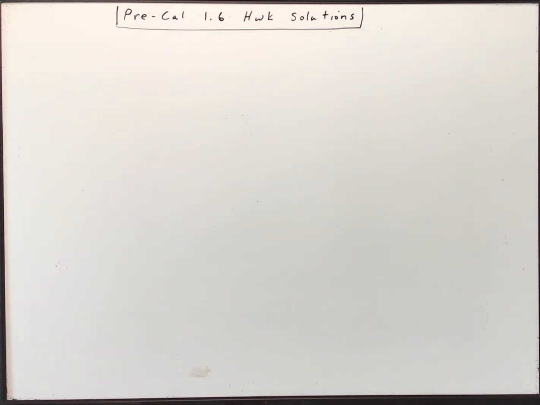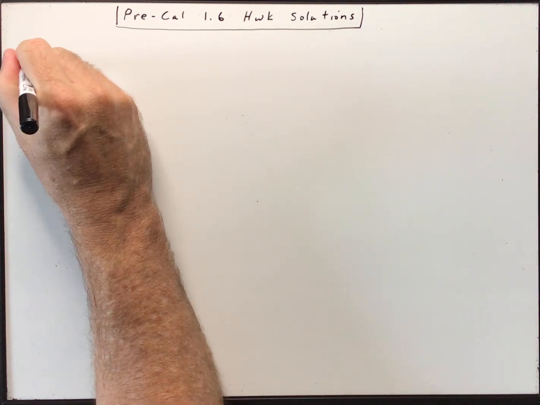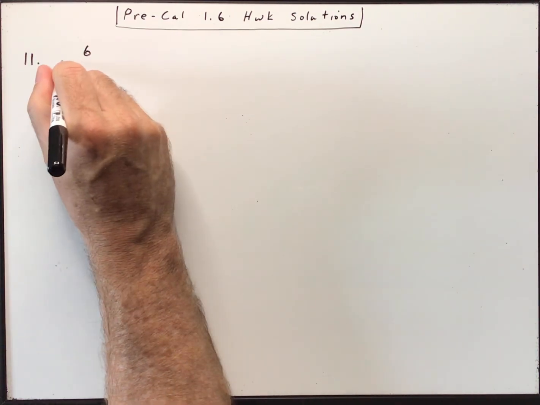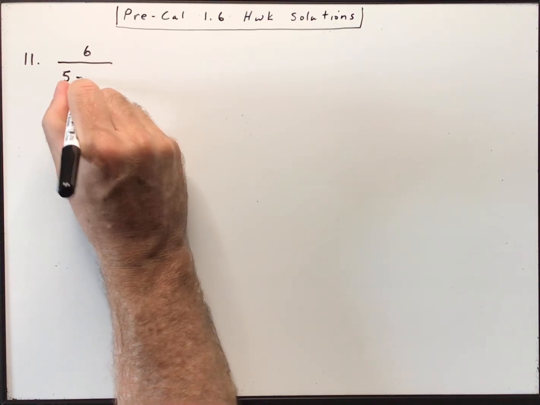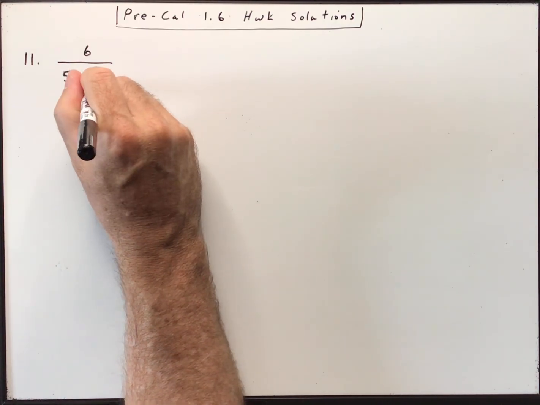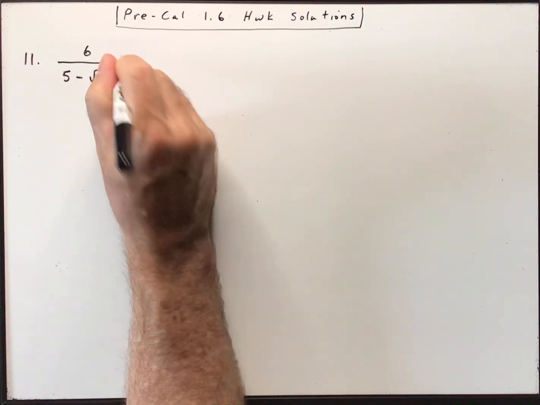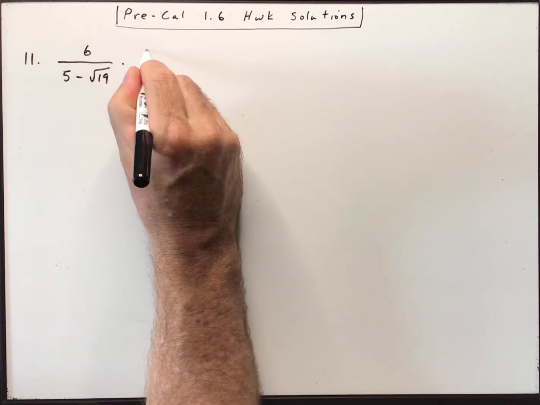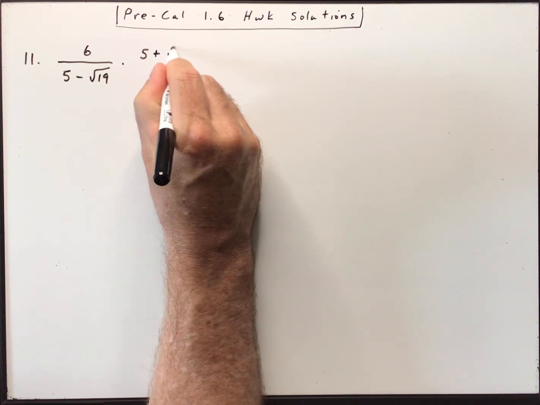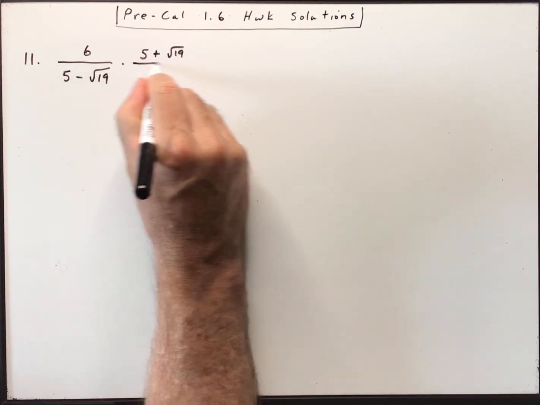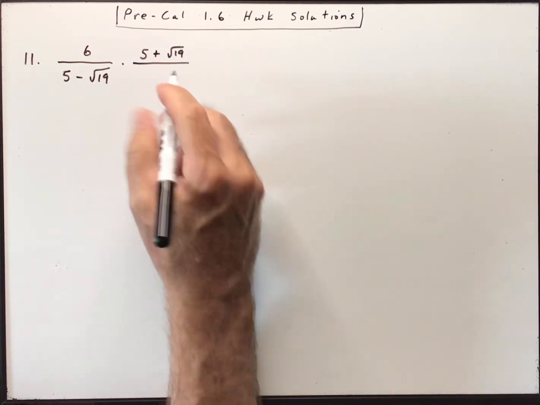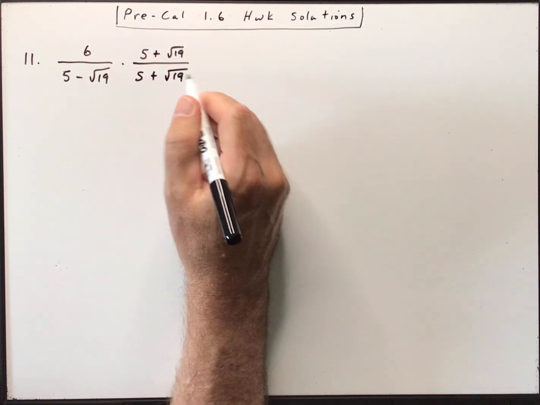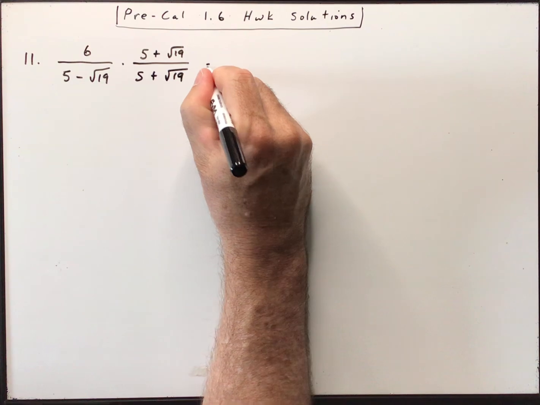Okay, let's rationalize the next 5. So number 11, we've got 6 over 5 minus the square root of 19. So we're going to multiply this by a clever version of 1, the conjugate, which is 5 plus the square root of 19. Remember, just change the sign. Over 5 plus the square root of 19. So that's just a fancy version of 1.